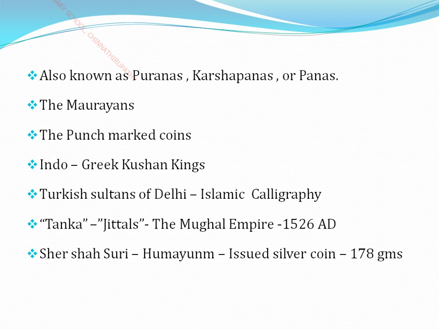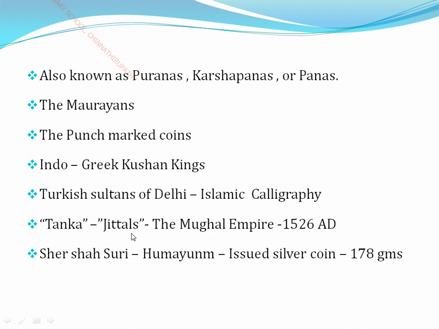So here the Turkish Sultan of Delhi has replaced the royal design of the Indian kings with Islamic calligraphy. In which century? In the 12th century AD. The currency was made up of gold, silver and copper, known as, what is it called? Tanka. It is also known as Jittals.